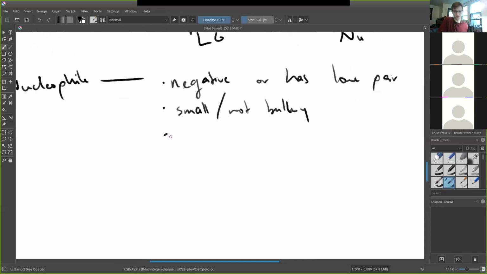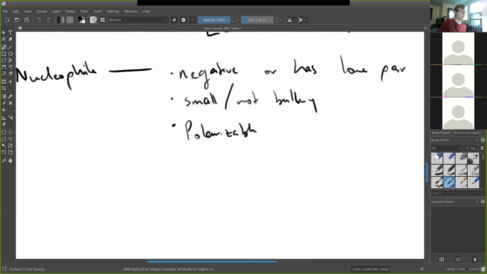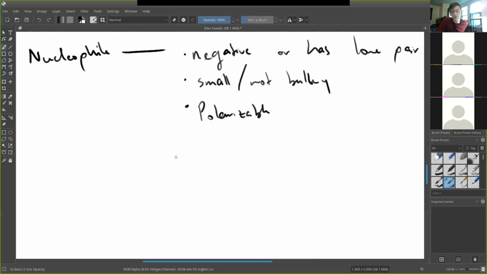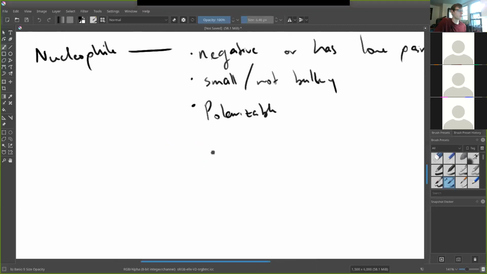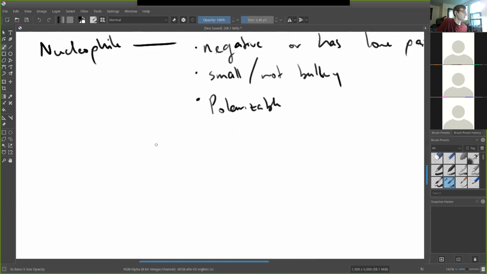And just to mention the last thing that matters: it's polarizable. That's usually the last thing to care about. So again, this is still really general. What really matters here is to actually show some examples. So these are some really great nucleophiles.